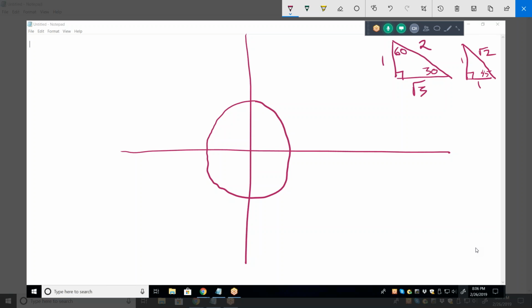Now this 45-degree one can be square root of 2, square root of 2, 2. A lot of school systems use that as their unit triangle. So, if I said, what's the cosine of 30 degrees? What's the answer?